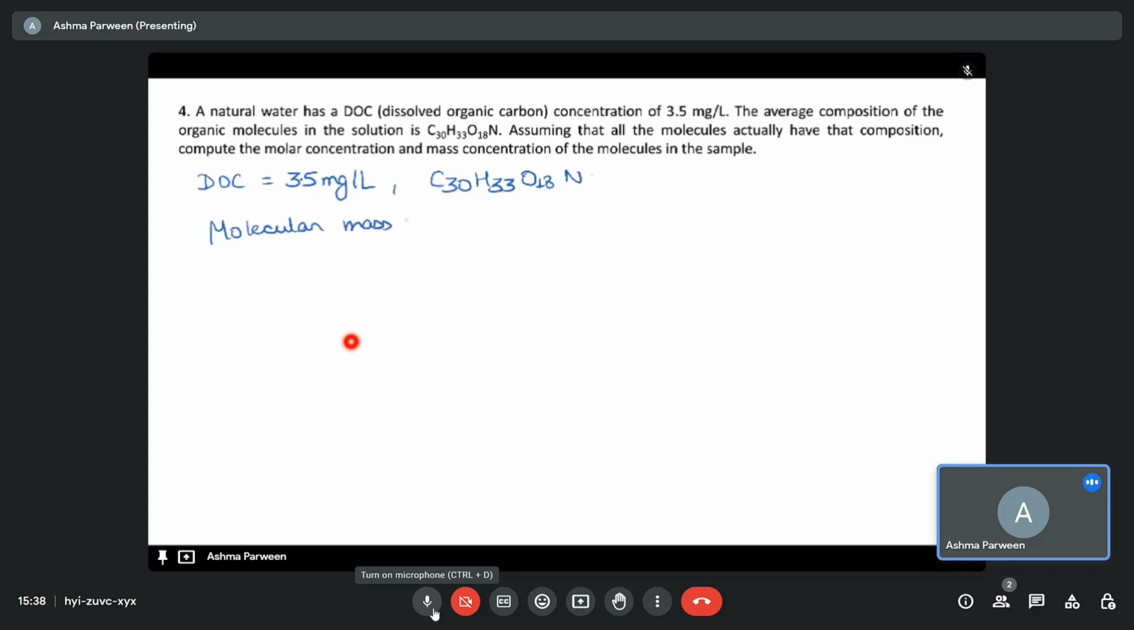molecular mass or weight will be, so we have 30 carbons, so 30 into atomic mass of carbon, that is 12. We have 33 hydrogen, so 33 into atomic mass of hydrogen 1, 18 oxygen into atomic mass 16 plus 1 nitrogen into atomic mass 14. So after solving this, we are getting 695 grams per mole. So this is the molecular weight of the molecule.